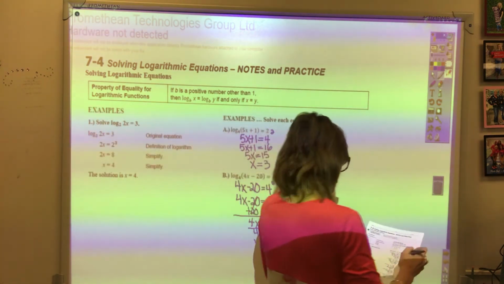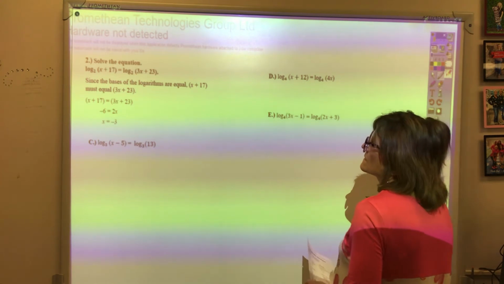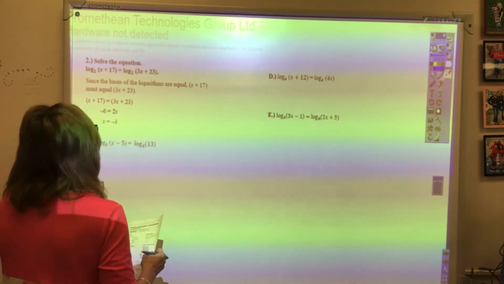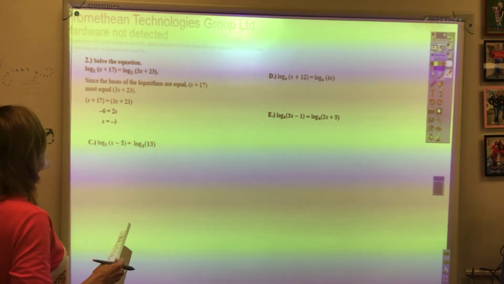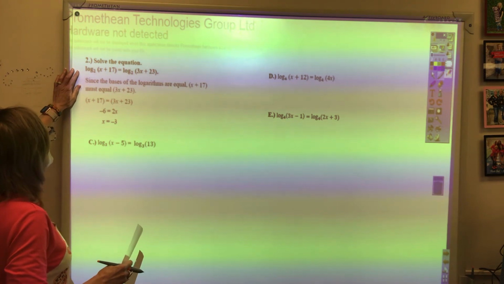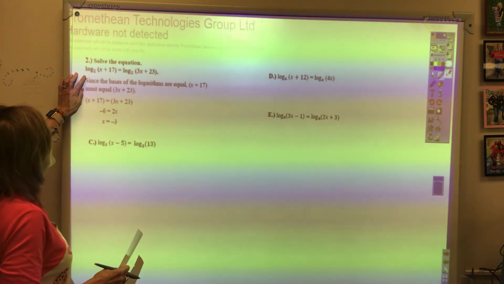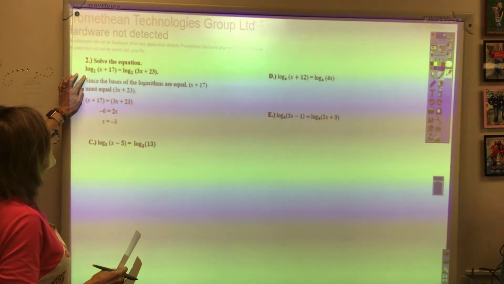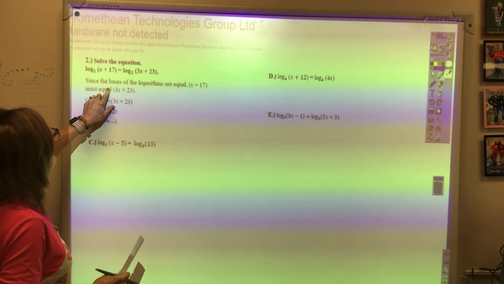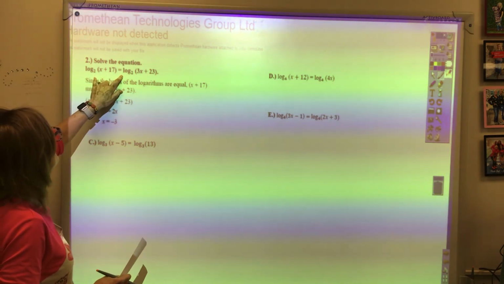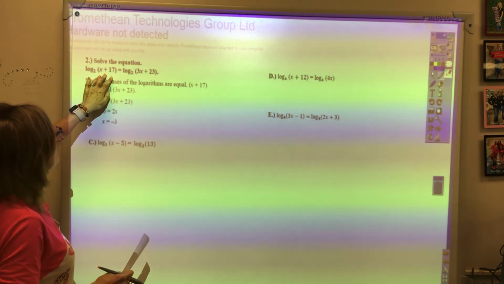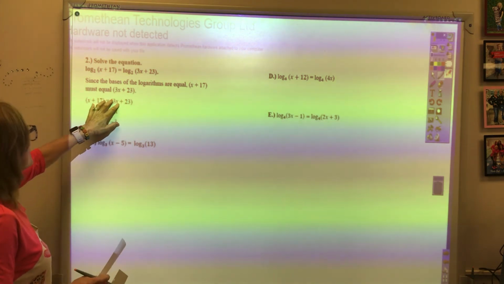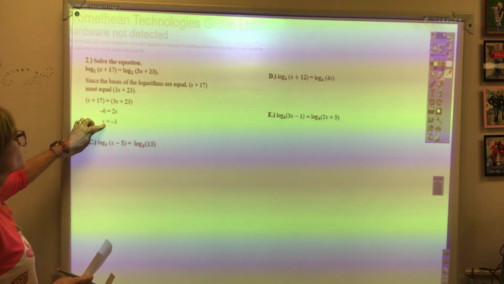Now on to example C. And here's another type of problem. Solve the equation log base 2 of x plus 17 equals log base 2 of 3x plus 23. Since the bases of the logarithms are equal, see they're both log base 2, then x plus 17 must equal 3x plus 23. So you just solve this equation to get your answer.